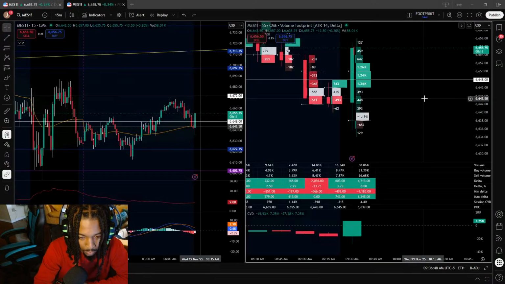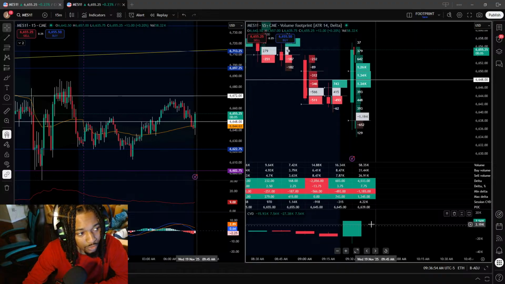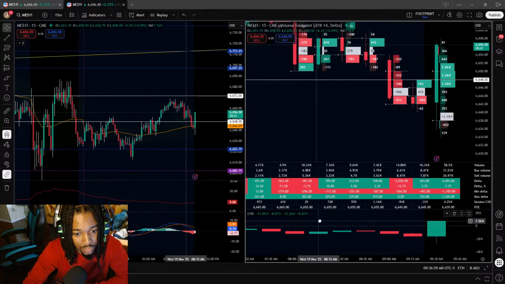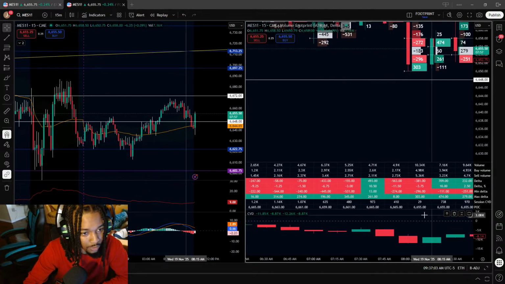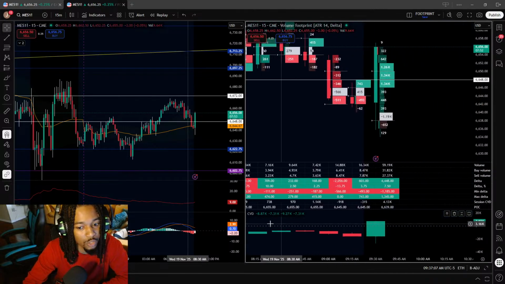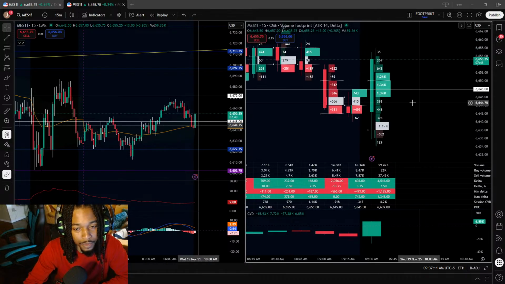Right? Now, looking at CVD, pretty much Bulls just took over control. That's why I said we have to take it with a grain of salt, the fact that the Bears were in control all of pre-market, because that's lower volume, so it's easier for them to take control if there's less players. Now there's more players. Bulls got control as of now.